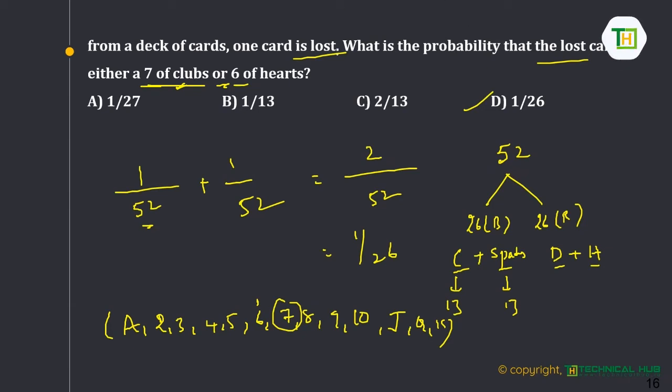If either that card is a club or that card is a heart, then your answer is 13 by 52 plus 13 by 52. But here the numbers are given, 7 of club and 6 of heart. Out of clubs, only one card is a 7, that's why only one way is possible. Similarly in hearts, only one card is a 6. So 1 by 52. Suppose they did not mention 7 and 6, then your answer would be 13 by 52 plus 13 by 52. So the answer for this question is option D.